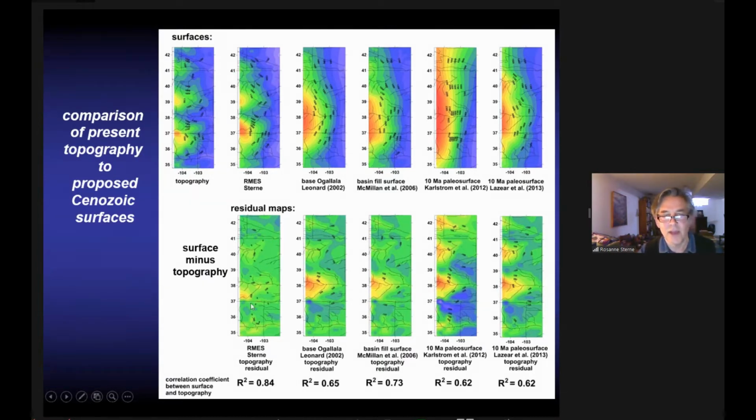And here's my residual map, and it's got not a lot of relief because my map looks a lot like the current topography map. But when you look at Leonard, McMillan, Karlstrom, and Lazier, you see this odd anomaly along the Arkansas River. And over here, you start to get these anomalies at the South Platte River and up at the North Platte River. I think these are artifacts of their technique. And again, I think they're giving too high estimates of late erosion and therefore too high estimates of isostatic rebound. And you can also do a correlation coefficient between these two surfaces, and no surprise, I get a higher correlation coefficient when I compare topography to my RMES than when you compare topography to their other surfaces.